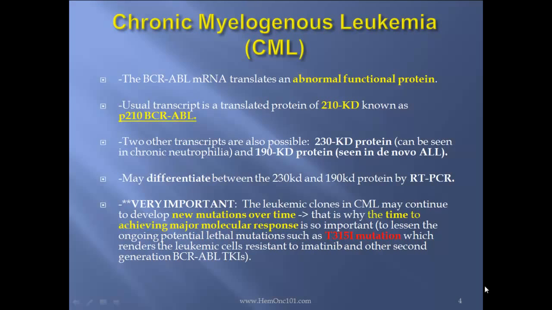Very important. The leukemia clone in CML may continue to develop new mutations over time. That is why the time to achieving major molecular response is so important, to lessen the ongoing potential lethal mutations, such as the T315I mutation, which renders the leukemic cells resistant to imatinib and other second-generation BCR-ABL TKIs.